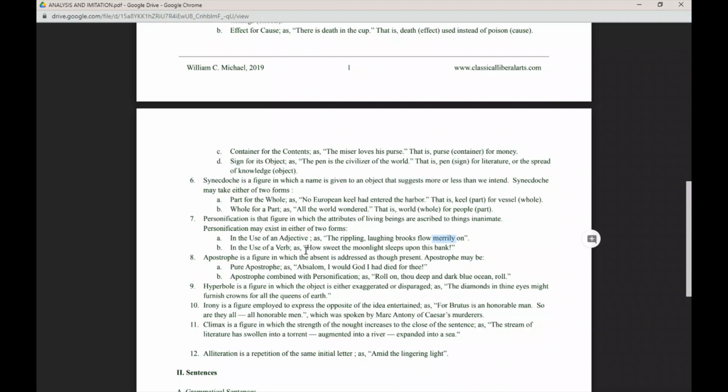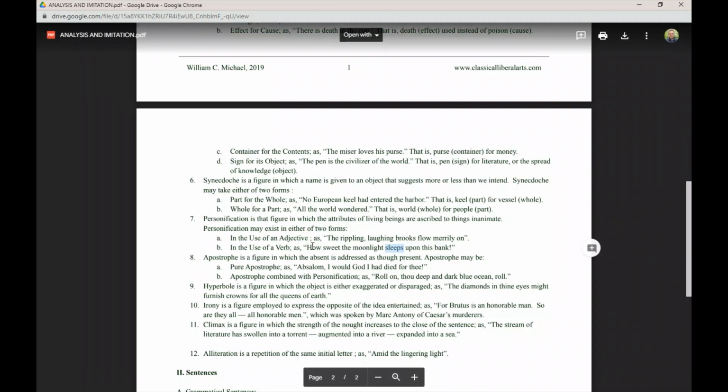And then as a verb, how sweet the moonlight sleeps upon this bank. Moonlight cannot sleep. Sleeping belongs only to animals or animate objects. The moon is not animate, and therefore this is an example of personification.